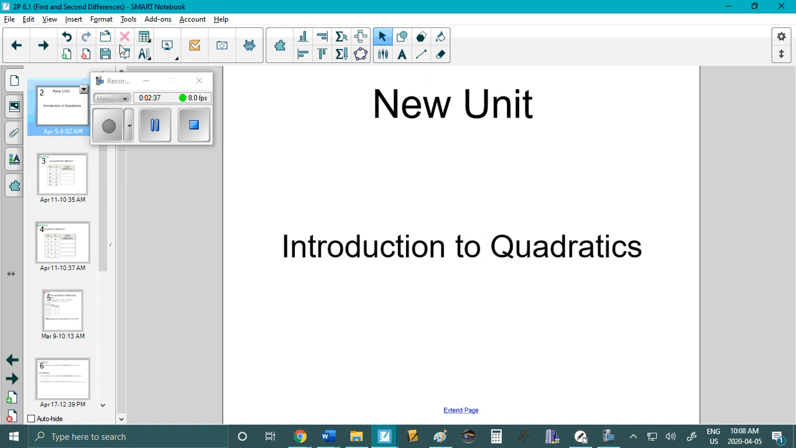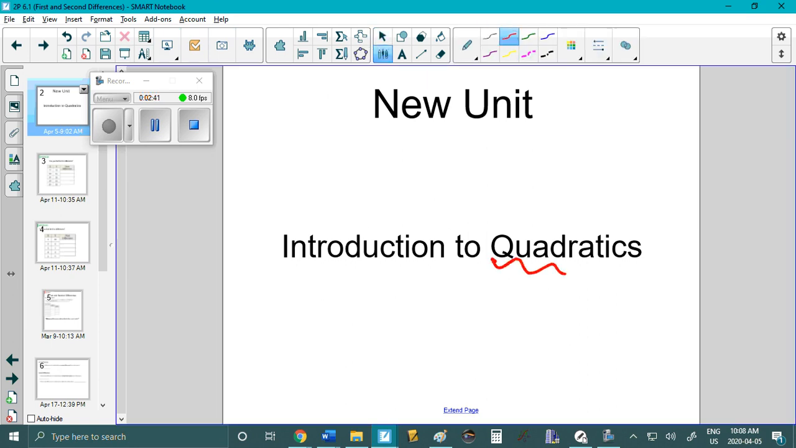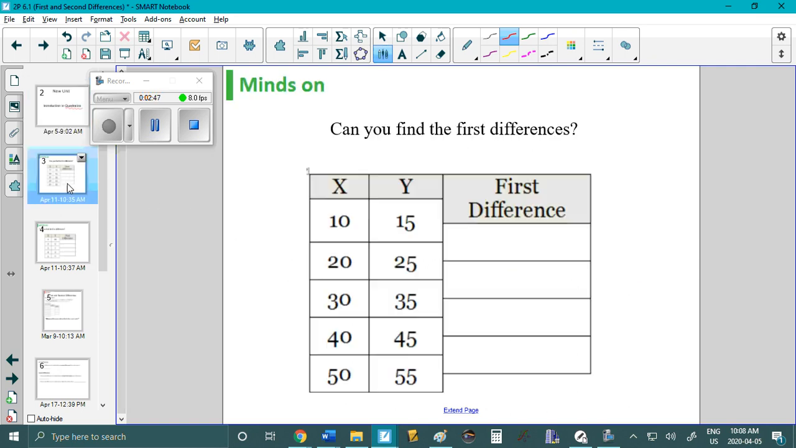The unit is called Introduction to Quadratics. Now, you probably don't know what a quadratic is. And that's what we're going to get started on today. And even today, you might not really know what one is by the end, but we will go ahead and get started anyway. So at this point, everything that you see on my screen should be in your handout.